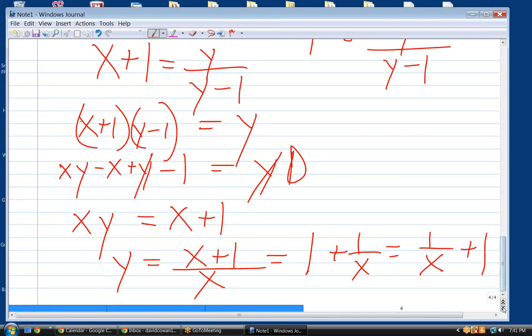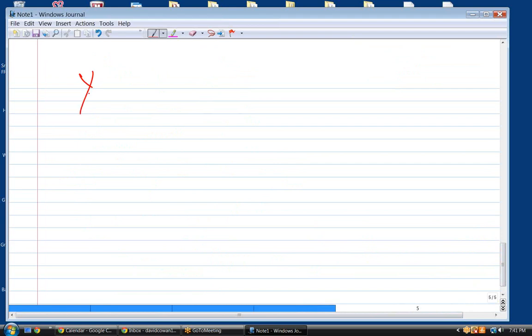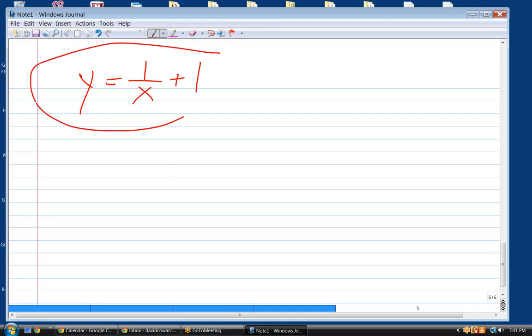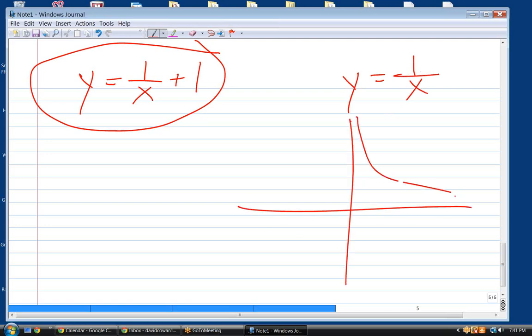what's the elementary function? If y equals 1 over x plus 1, what is my elementary function? And let's graph this based on it being a translation. y equals 1 over x. Move everything up 1, by moving that horizontal asymptote.